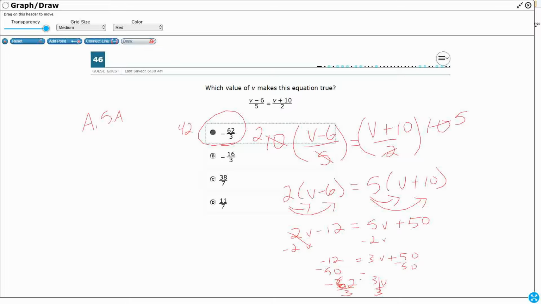So only 42% of our students got this correct. 30% chose this, and they only distributed the first term. If you want to get this negative 16 thirds, what you end up getting is 2v minus 6. So they distributed the 2 to the v, but not to the 6. And then the 5v plus 10. They distributed the 5 to the v, but not the 5 to the 10. If you work that out, you're going to end up getting negative 16 thirds.